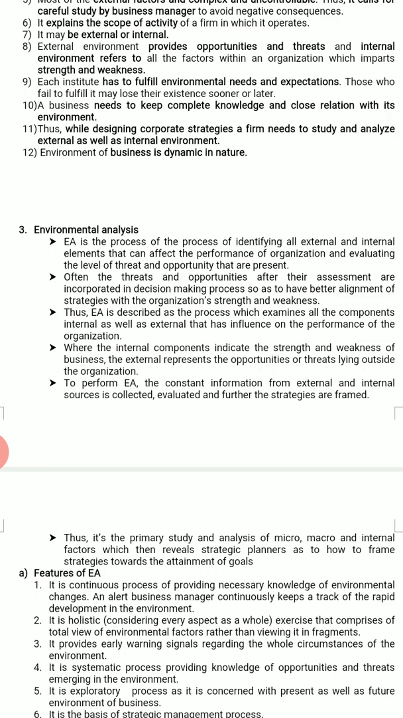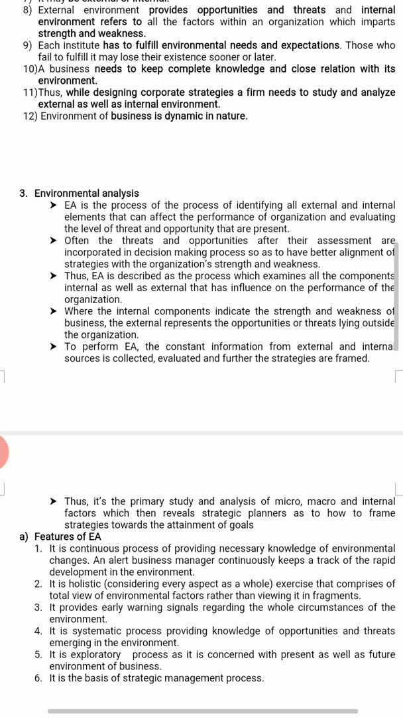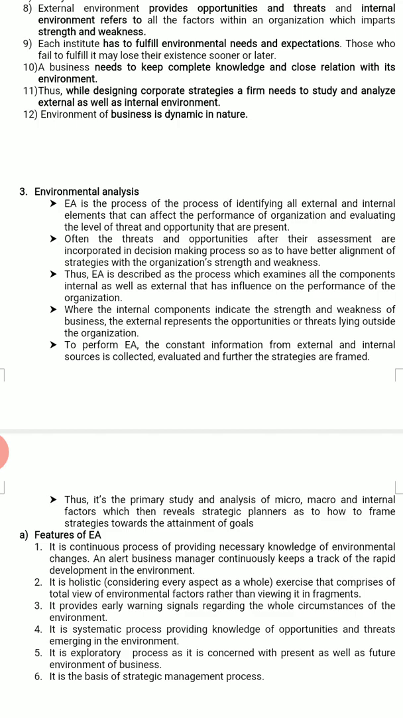A business needs to keep a complete set of knowledge, and a close relationship with the environment is to be maintained. Thus, while designing the corporate strategies, a firm needs to study and analyze the external as well as the internal environment, right? So before framing the corporate strategies, what is to be done? These two environments are to be studied.